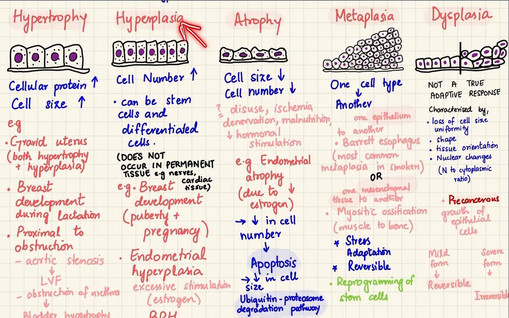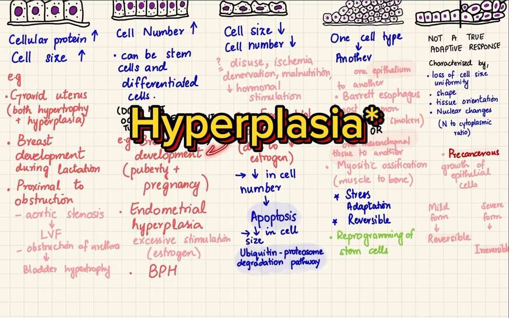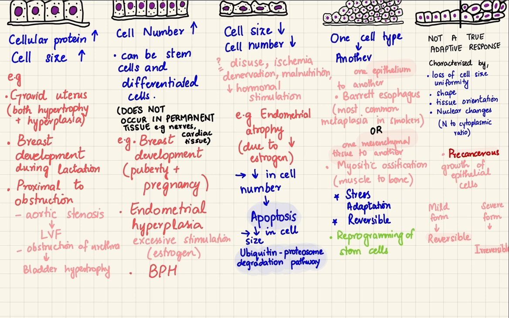Next, we'll look at hyperplasia. Now, hyperplasia is characterized by increase in cell number. Okay. Now, these cells can be both stem cells or differentiated cells. But one thing to remember about hyperplasia is that it does not occur in permanent tissues. That is, for example, in nerves or in cardiac tissue. Examples of hyperplasia include breast development during pregnancy and puberty, endometrial hyperplasia due to excessive stimulation by estrogen, and benign prostatic hyperplasia.